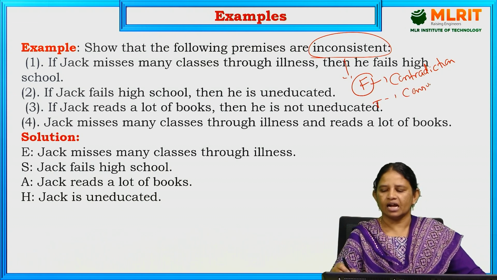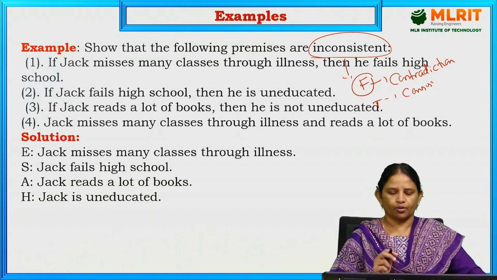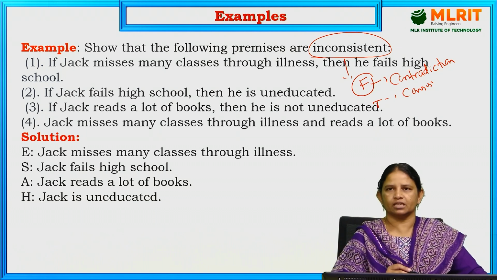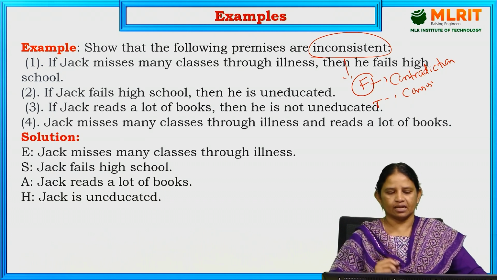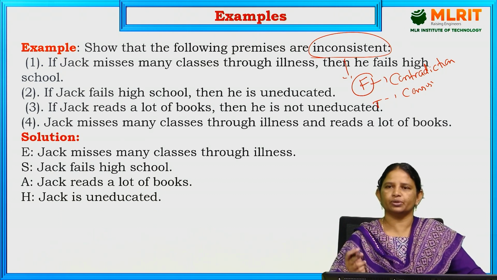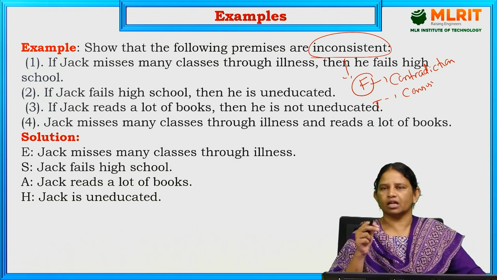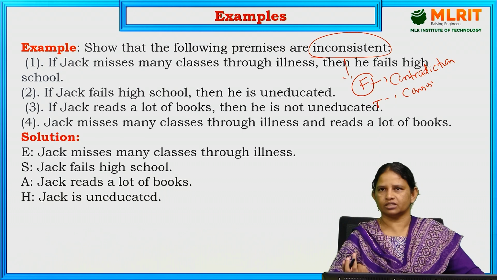But in this example, we are going to take a set of premises, and these premises are inconsistent. Some statements have been given. We need to convert these statements into symbolic form and then derive the conclusion. If that conclusion is a contradiction, we can say that it is inconsistent.